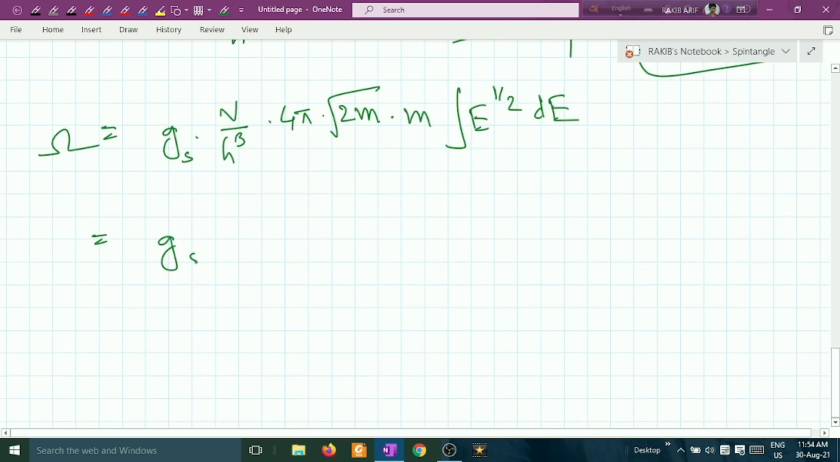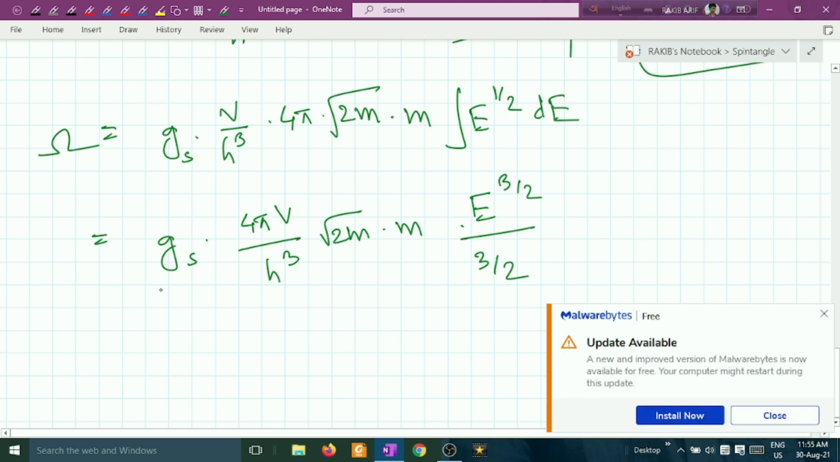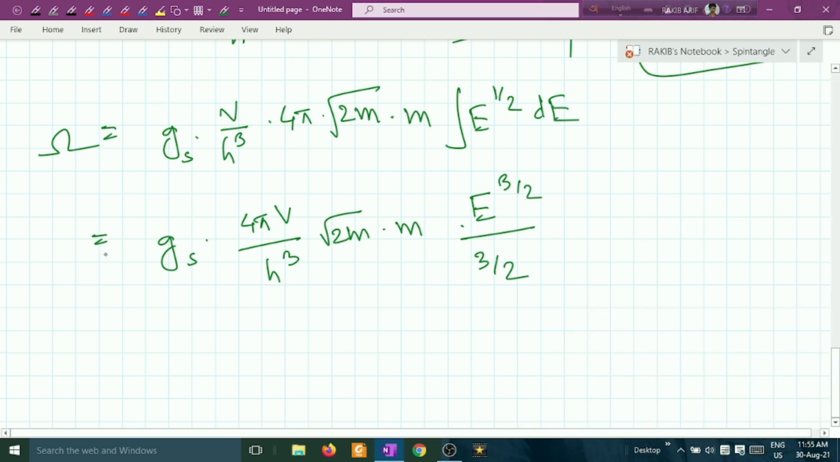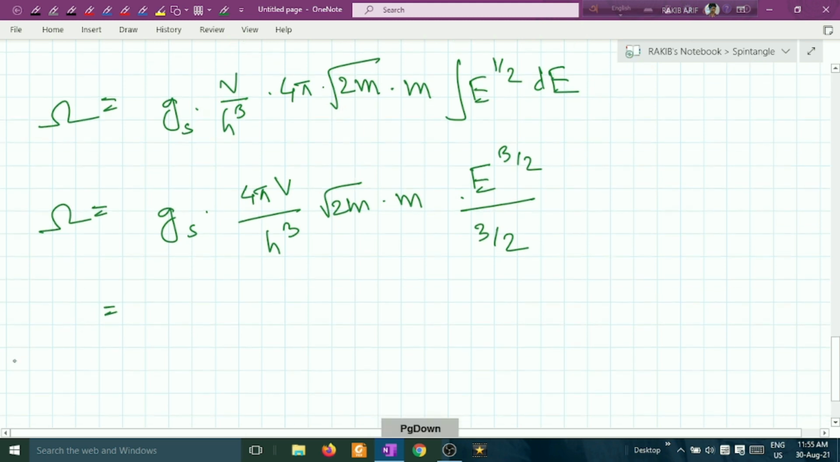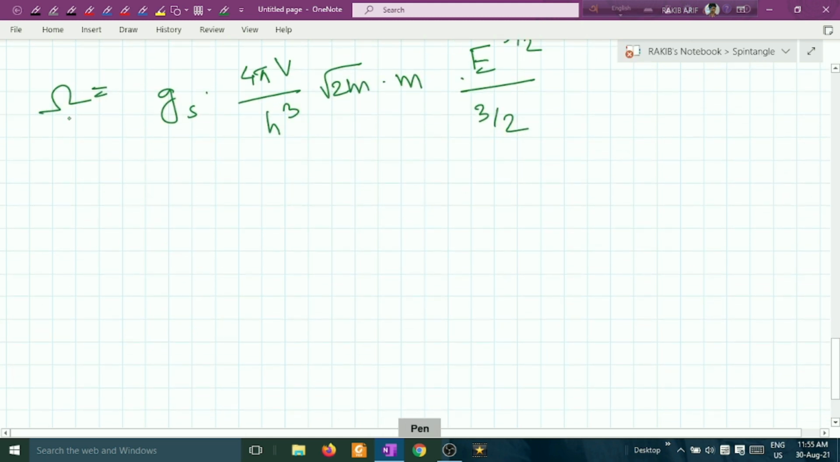Therefore it is g_s times 4 pi V upon h cube, root over 2m times m, and here there will be an E to the power 3 by 2 term. It is E to the power 3 by 2 upon 3 by 2. So in solving this integration, this is your omega.